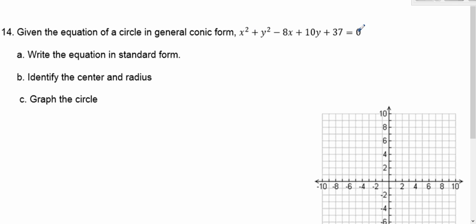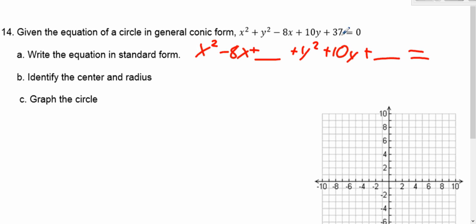So when you have a general form equation like this and you're trying to get standard form, you first have to set it up, because what we're going to do is complete the square 2 times. So completing the square, we need to set it up so we get x squared and then our x, -8x, plus blank. And then we do the y squared, plus 10y, plus blank, equals, we want this 37 on the other side, so we move it over by subtraction. And now we're ready to go.